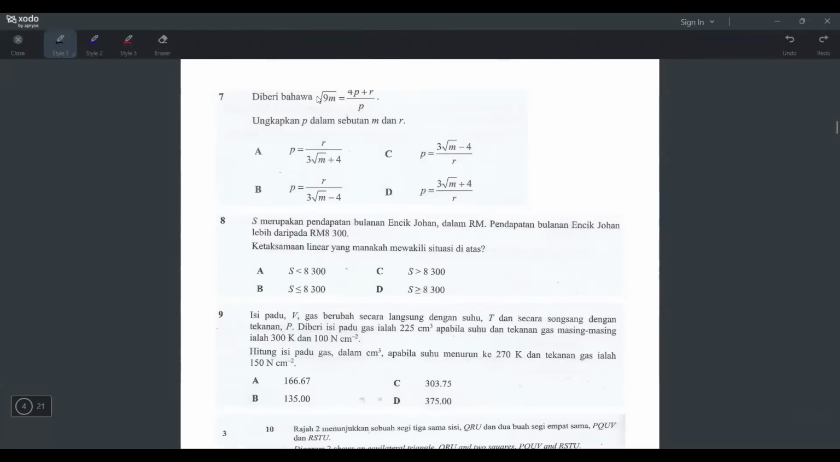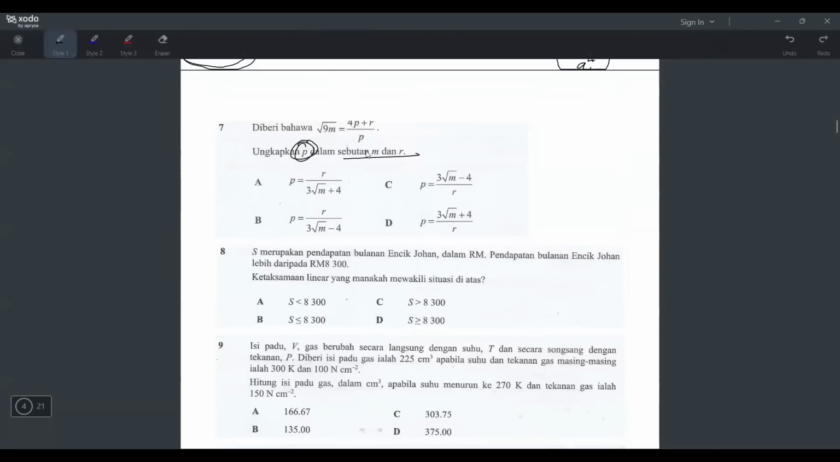Okay, let's continue number 7. Diberi bahawa square root 9M sama dengan 4P plus ROP, ungkapkan P dalam sebutan MR. Okay, kalau dia cakap ungkapkan P means P kena single. Kena jadikan P single. So kalau you tengok ABCD, memang P semua dah single. Memang P equals, P equals, P equals, P equals lah. Tapi saya kena apa? Pindah sendiri baru saya boleh tahu which one is the answer.